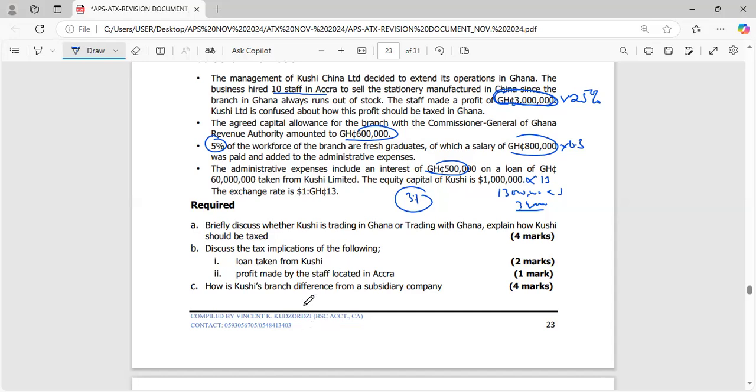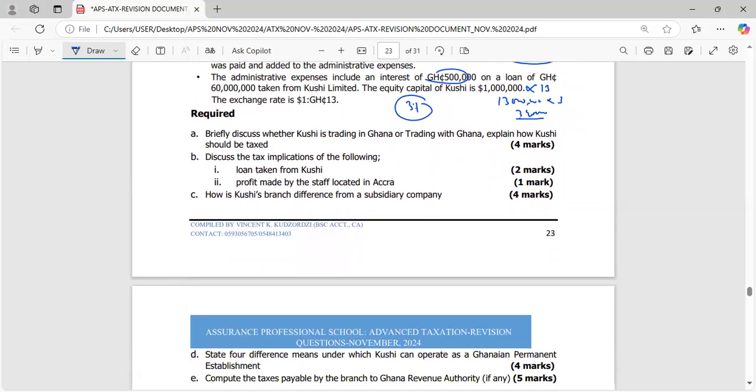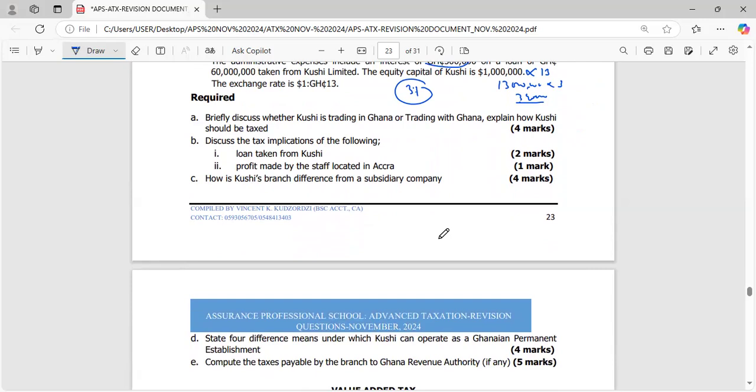How is Kushi's branch different from a subsidiary company? So this one, the examiner wants to know if you understand the differences between a branch and a subsidiary. Branch and subsidiary, are they the same? No. So what are the differences? A branch is registered under... Is it? No, which one is the permanent establishment? See now, which one is the PE? A branch can be a PE. A subsidiary can be a PE. All of them can be a PE.